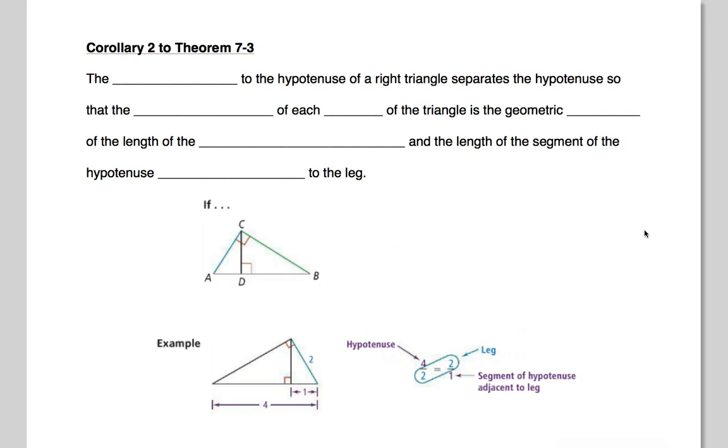All right, corollary 2. The altitude to the hypotenuse of a right triangle separates the hypotenuse so that the length of each leg of the triangle is the geometric mean. So now it's not the altitude that's the geometric mean, it's the length of each leg that is the geometric mean.